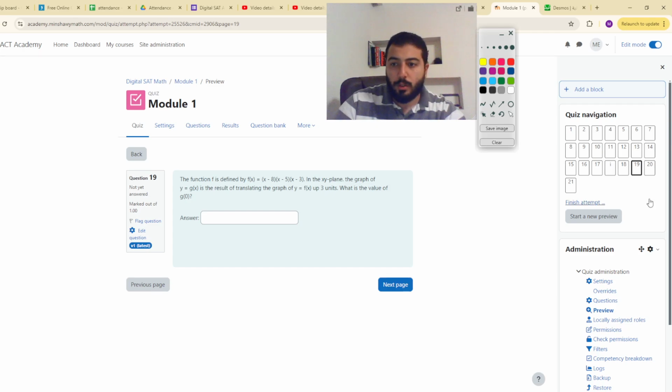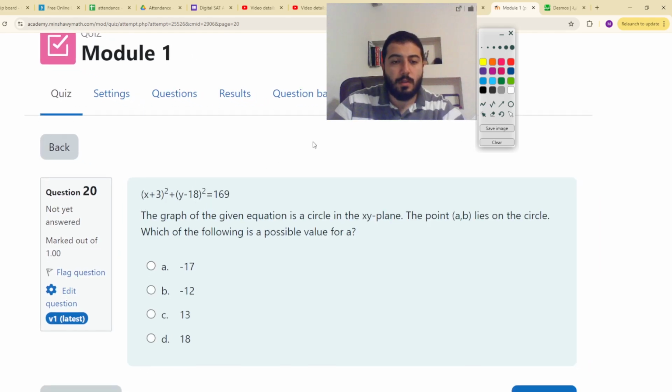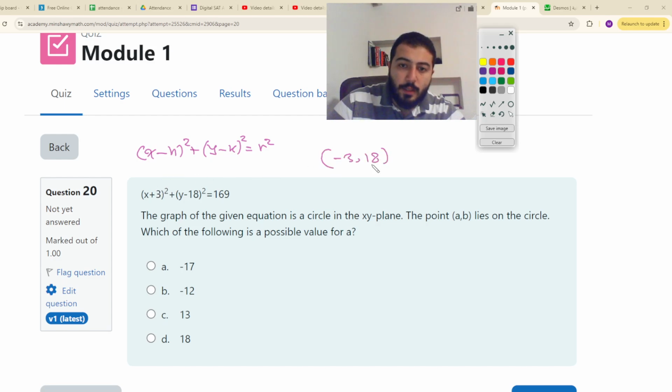Question number 20. This is a circle equation: x plus 3, all power 2, plus y minus 18, all power 2, equals 169. That is exactly equal to x minus h, all power 2, plus y minus k, all power 2, equals radius power 2. So now we know that the center is negative 3 and 18, and the radius is square root 169, which is 13. He's saying the point A, B lies on the circle.